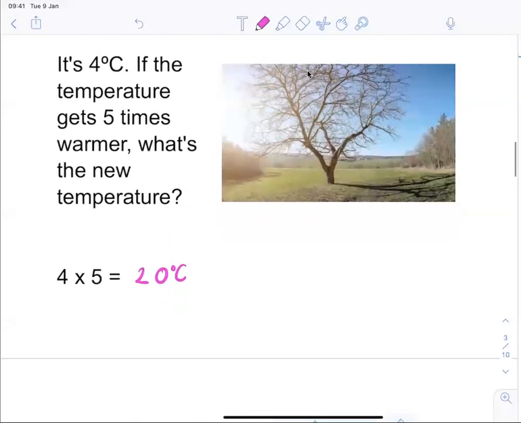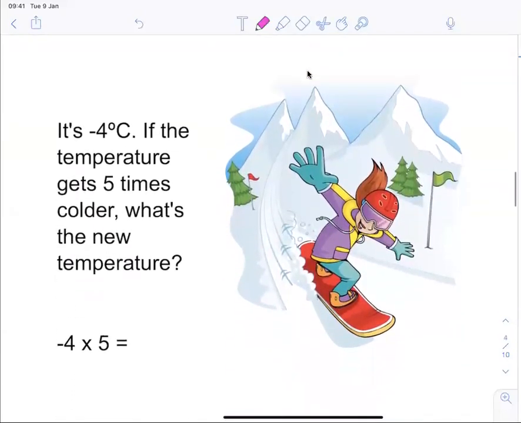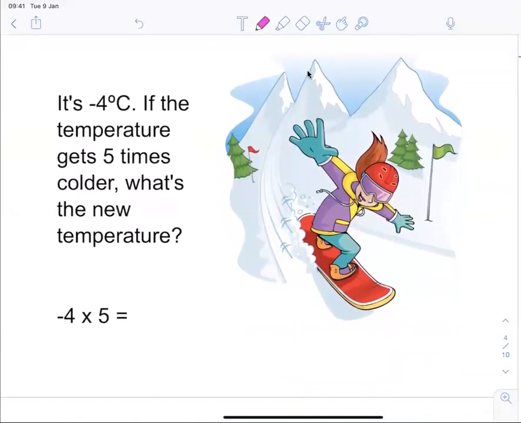But I want you to think about, what if it gets 5 times colder? So if it's -4 and it gets 5 times colder, that's the same as -4 times 5. And -4 times 5 would give us -20. Think of it as 5 times more negative than what you already have. That kind of makes sense, I suppose.